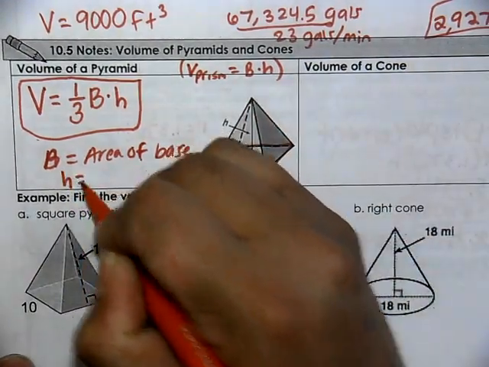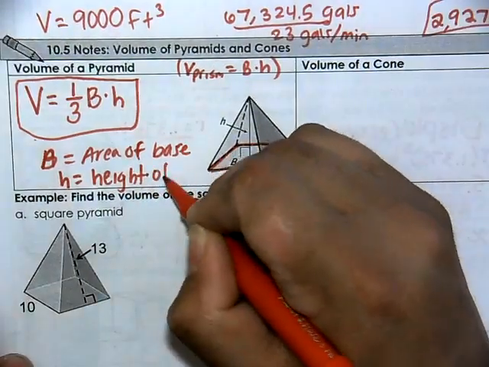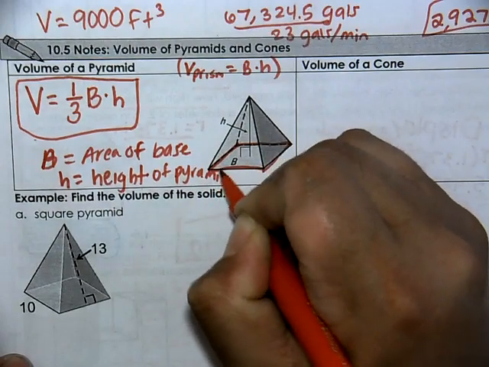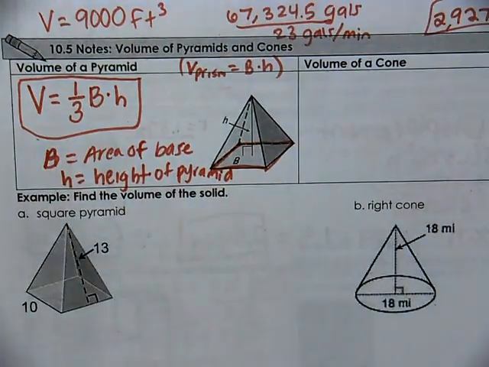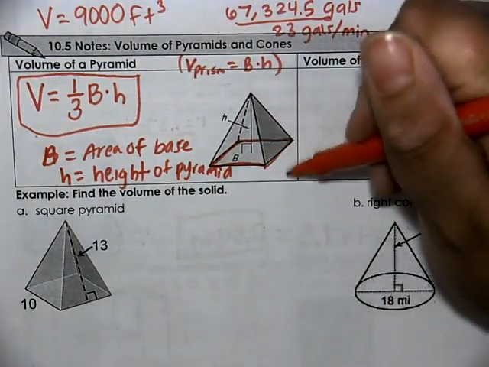And then the H, remember, stands for the height of the pyramid. If you think back, though, from earlier when we learned about surface area for a pyramid, remember that we didn't use this height, we used the slant height.